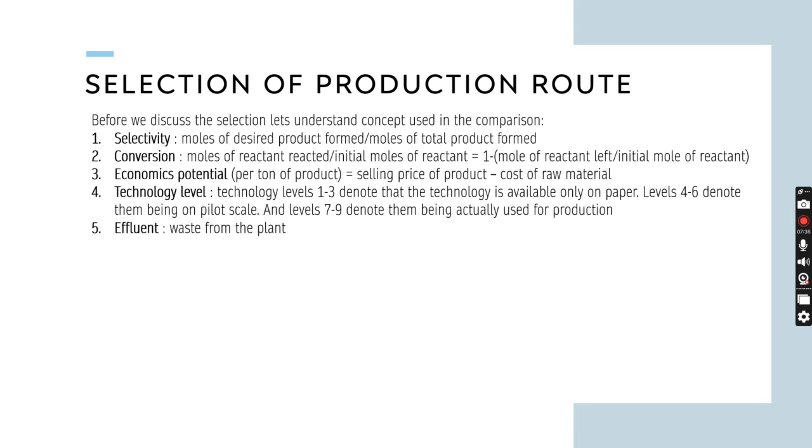Then the next important thing is effluent. It is mostly related to sustainability and waste management. It is the waste from the plant. So we have now discussed the 5 important terms. You should have some idea about these before we jump to the selection of production routes.